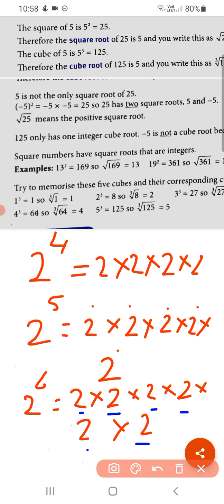So children, the power shows how many times we multiply that number. 2 to the power of 8 means we multiply 2 8 times. 2 to the power of 10 means we multiply 2 10 times. 2 to the power of 10 means not 2 into 10. We need to multiply 2 10 times. That is the meaning of 2 to the power of 10. Power means repeated multiplication.